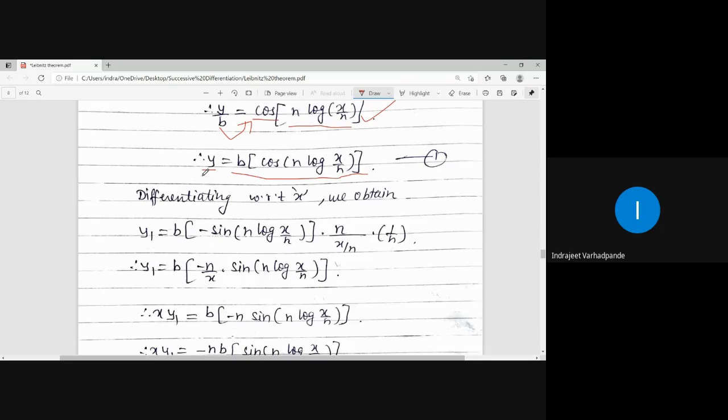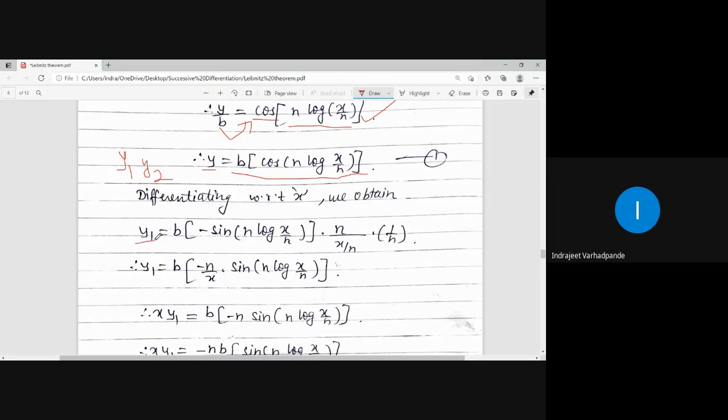अभी we differentiate this with respect to x once. क्या मिलेगा? First derivative y1. We differentiate it with respect to x again. We get the term as y2. आई बात समझ में? अरे yes or no? Yes, sir. So pay attention. Don't write anything.